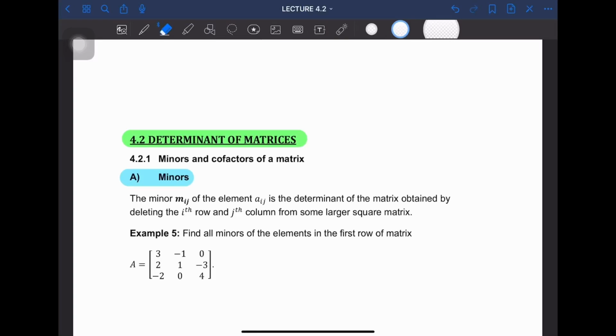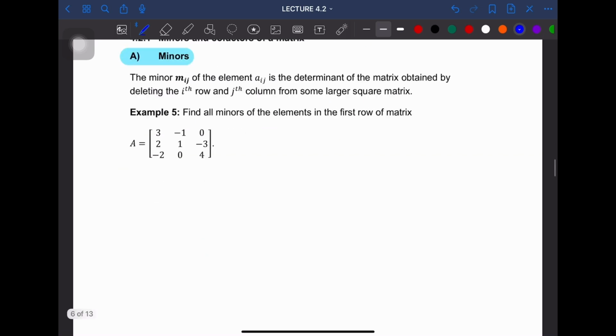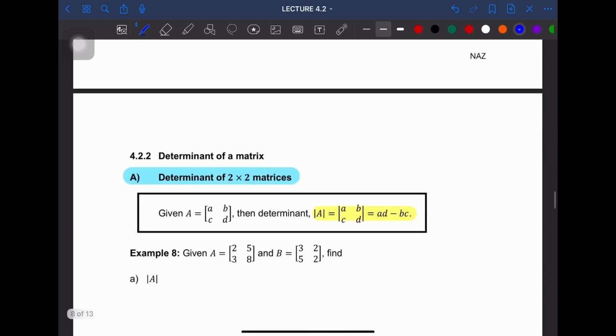So in this video, I will continue with lecture 4.2, Determinant of Matrices. In this video, you're going to learn how to find the determinant for a 2 by 2 matrix and a 3 by 3 matrix. First of all, let's go through the 2 by 2 matrix.